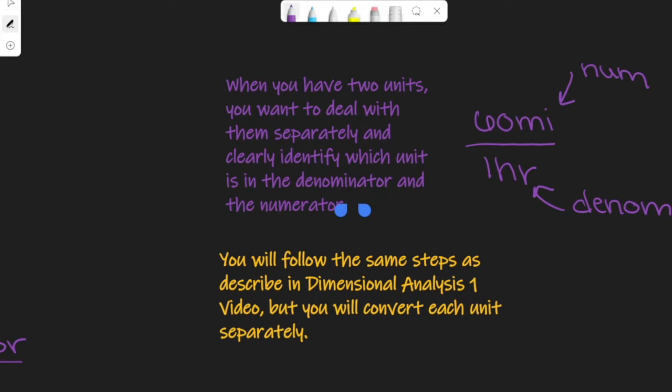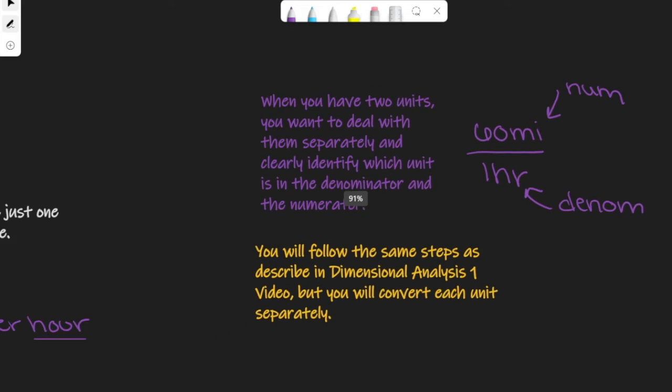Because we want to be able to see where our units are, because again, don't forget, we're going to need to cancel those units out. Now, you are going to be following the same steps that were done in the dimensional analysis video, part 1, but you will convert each unit separately. So let's take a look at a type of problem that you might see.